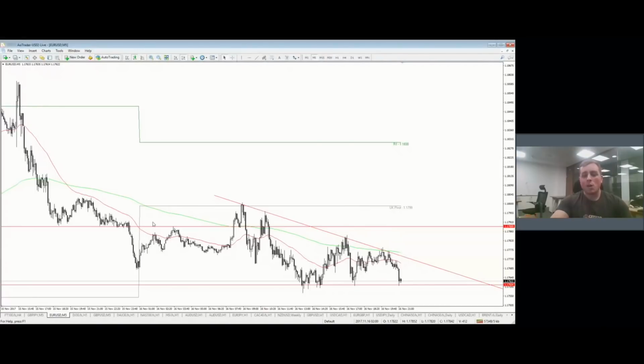That means that we now have a seller's bias because it opened below the UK pivot. We've got our moving averages and we've got our trend line rejection. So we've got three. We've already got 3 points just from that basis.